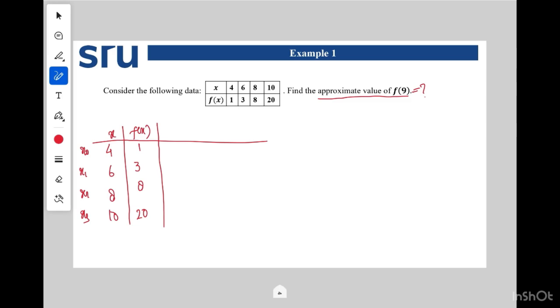So if we have x and f(x), we can calculate the first backward difference, that is, del f of x. And how to calculate it?